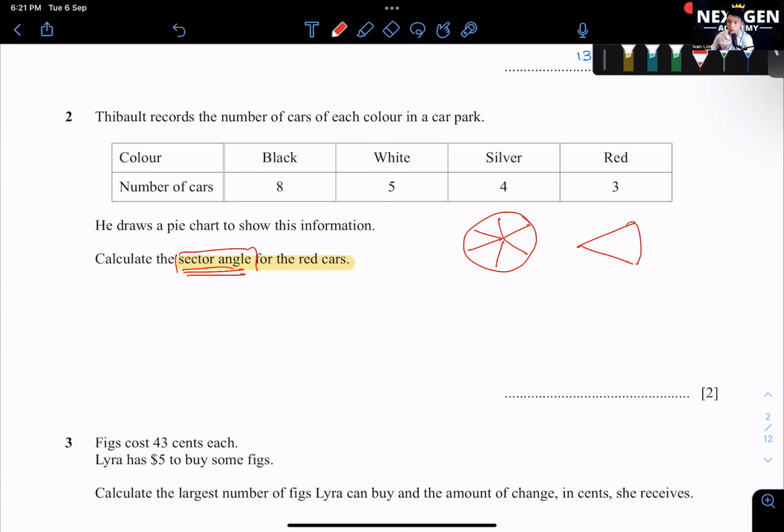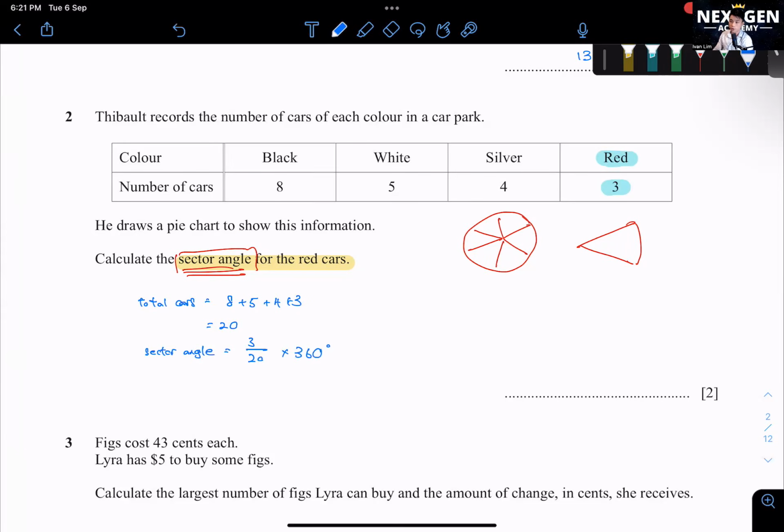What we need to do is always the number over the total times 360 degrees. So let's count the total cars first. Total cars equals 8 plus 5 plus 4 plus 3. You get 20 cars. Then for your sector angle, you have to remember the formula. They say here red cars, so we take the red cars, 3 over 20 times 360 degrees.